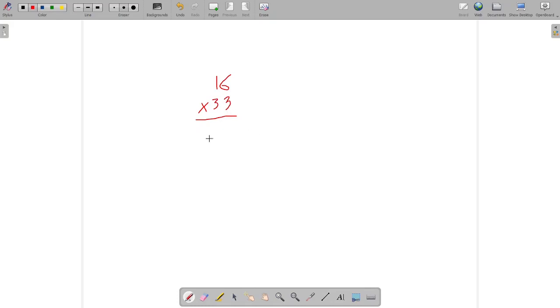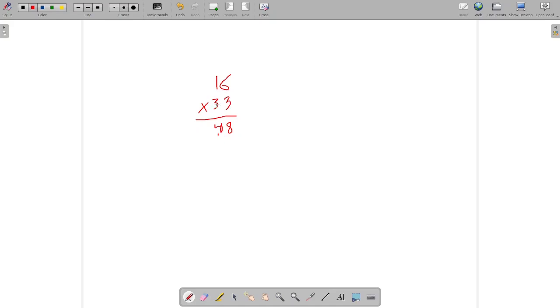So the first row here will be just to do with the 3. So 3 times 6 is 18. 8 here, 1 carried over, and then 3 times 1. Again, we're just dealing with this one first, so it's like doing 16 times 3, ignoring the tens. So that'll be 3 times 1, which is 3, and then the 1 we carried over because it was 18, will be 48.